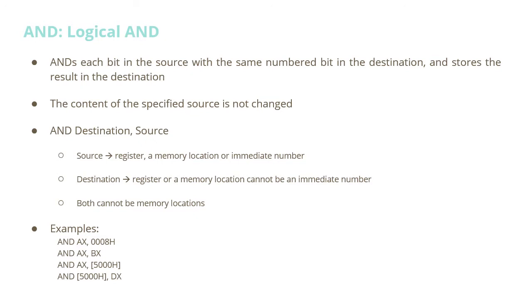Next example is AND AX, 5000H, where 5000H is a memory location. So in this, between the contents of the memory location 5000H and the register AX, a bitwise AND will be performed, and the result will be stored in AX. Next, AND 5000H, DX. So the contents of the DX register as well as the contents of the memory location 5000H will be ANDed, and the result will be stored in the memory location 5000H.